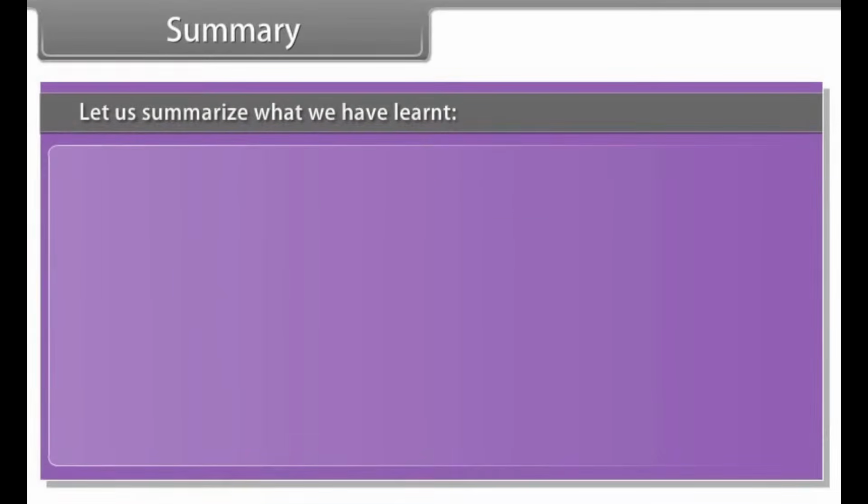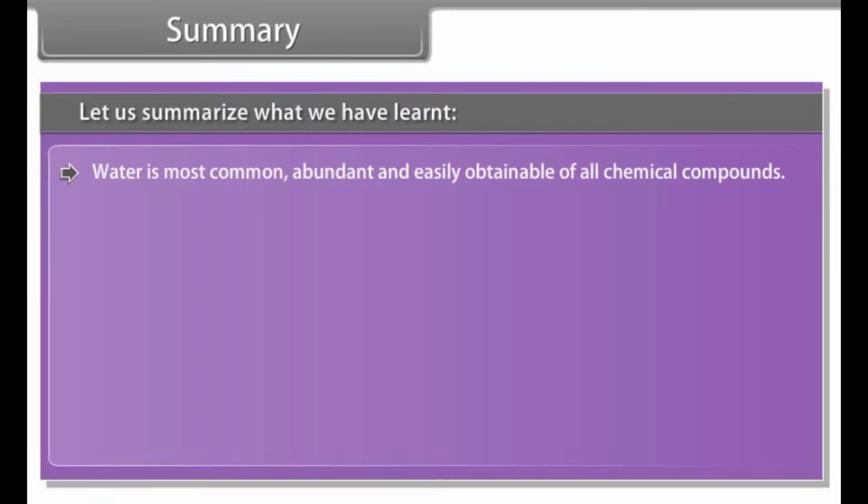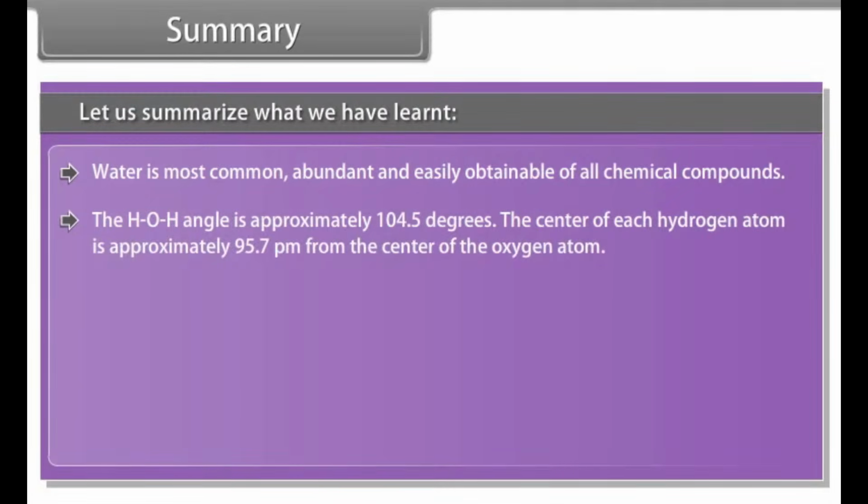Summary. Let us summarize what we have learned. Water is the most common, abundant, and easily obtainable of all chemical compounds. The HOH angle is approximately 104.5 degrees. The center of each hydrogen atom is approximately 95.7 picometer from the center of the oxygen atom.